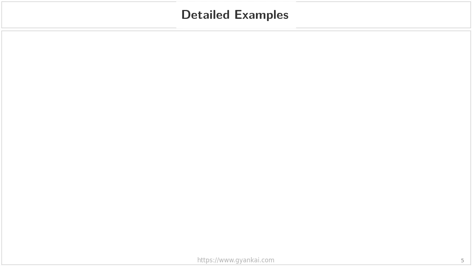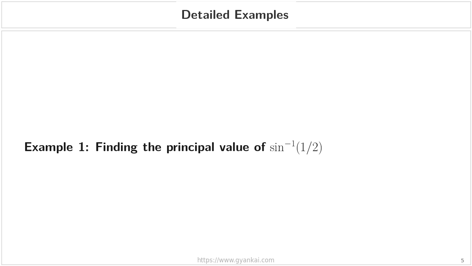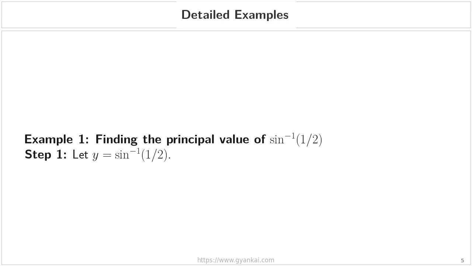Detailed examples. Now that we have discussed the theoretical framework and the 5-step pedagogical approach, let us apply these steps to a concrete problem. Please look at example 1, where we are tasked with finding the principal value of the inverse sine of 1/2. Starting with step 1, we begin by assigning the expression to a variable. Let us set y equal to the inverse sine of 1/2.